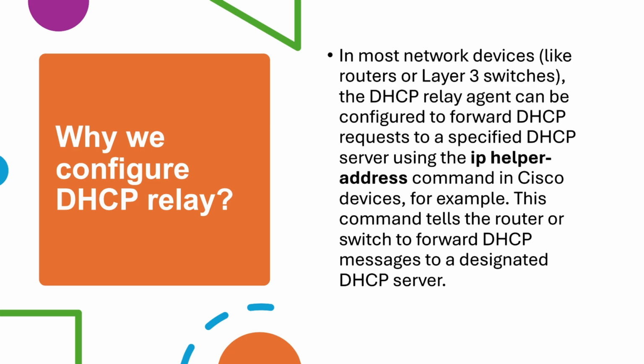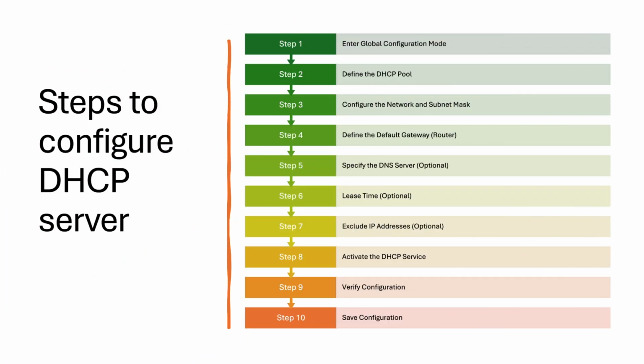Now we will see steps to configure DHCP server. So these steps include, like first we need to enter the global configuration mode, then we need to define the DHCP pool, then we need to configure the network and subnet mask, and we need to define the default gateway and specify the DNS server, lease time, and exclude the IP addresses if we need, and activate the DHCP services and verify configuration, and then in last we need to save the configurations.